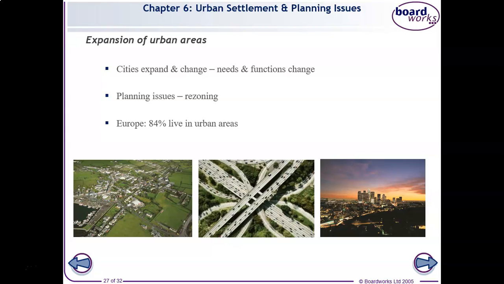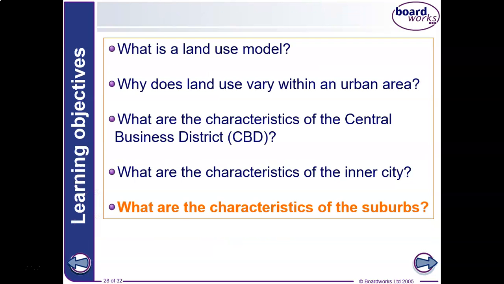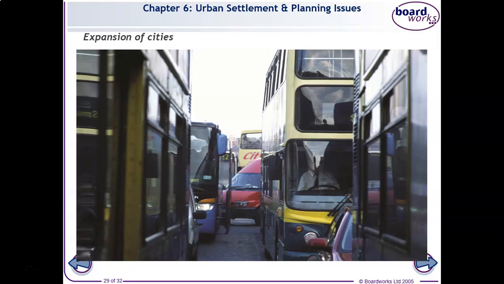Approximately 84% of people in Europe live in urban areas. Okay, and finally then the characteristics of the suburbs. So as the expansion of cities grows out into the countryside, you have the development of suburbs. I don't know if you can see this, but it's the growing towns and cities. You've got urban sprawl, which is the uncontrollable growth of the city.